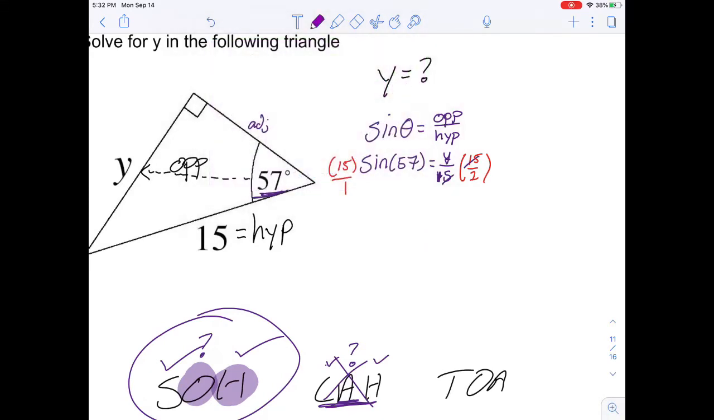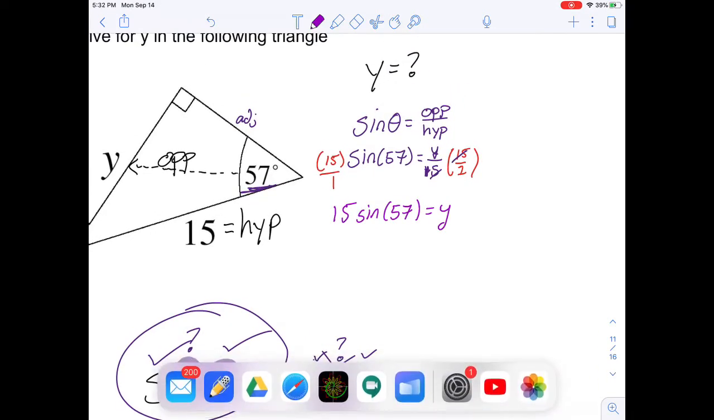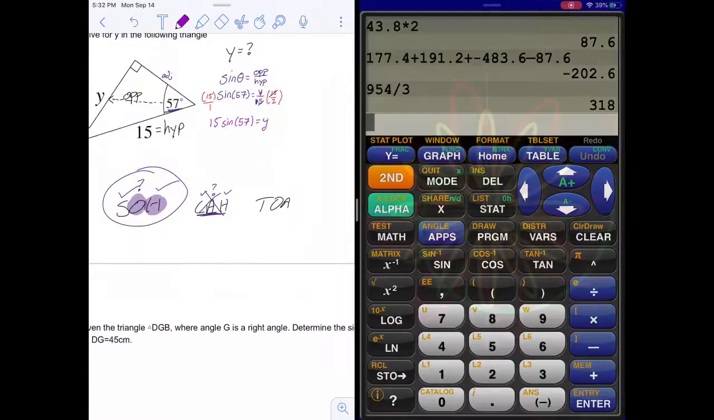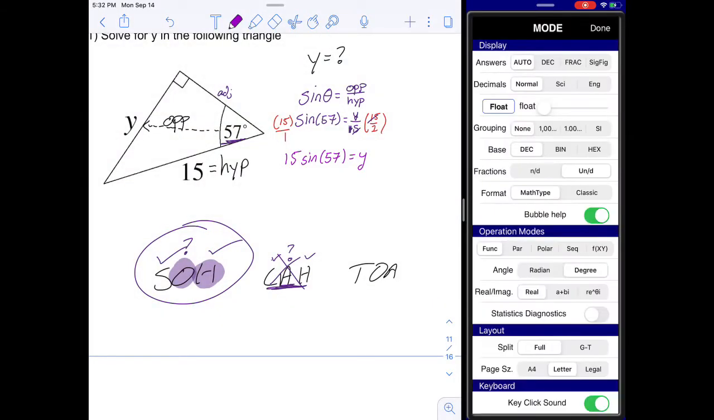And we get 15 multiplying sine 57. And what does that equal? So remember, you should be practicing how to plug these in your calculator, because that can sometimes be the most difficult part of this. But make sure you're in degree mode, so press mode and make sure that you're in degree mode. We can see for myself here, I am in degree mode.